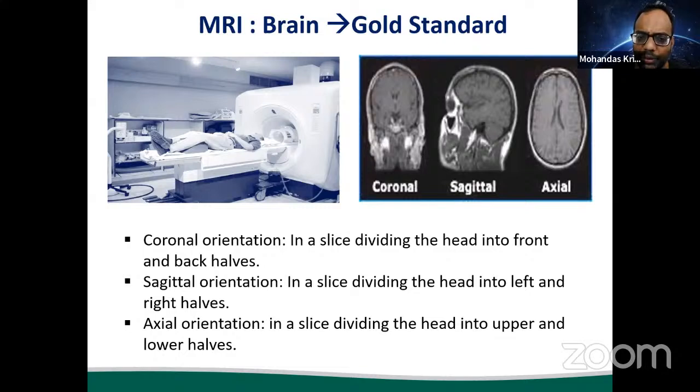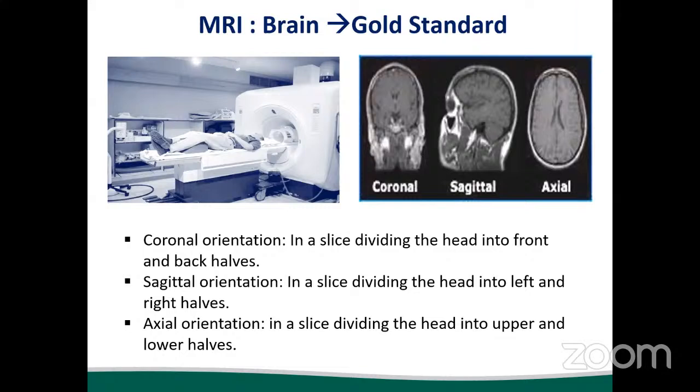The most important part is that the coronal divides the head into front and back halves. You can see this is the front and back. Right? Yes, sir. From left to right. Do you see? Sagittal orientation, left to right. And when you see this, axial is what? A straight line dividing upper and lower. When you see a straight line, it is what?